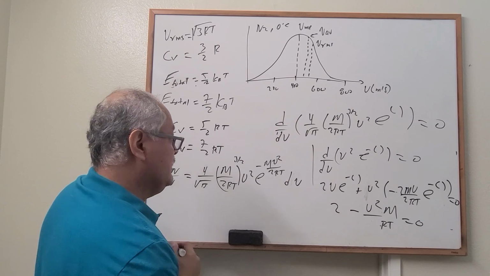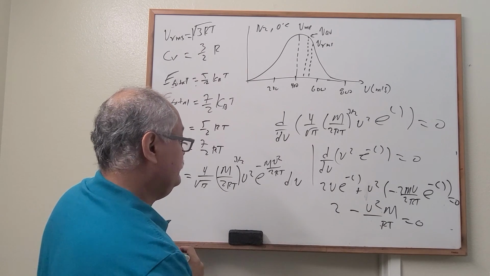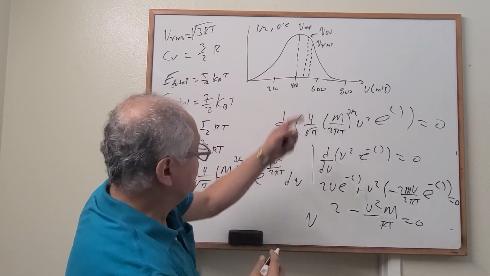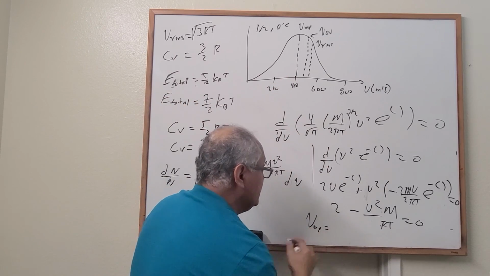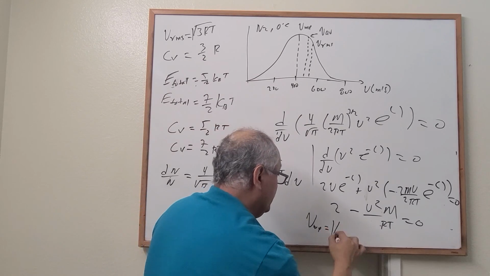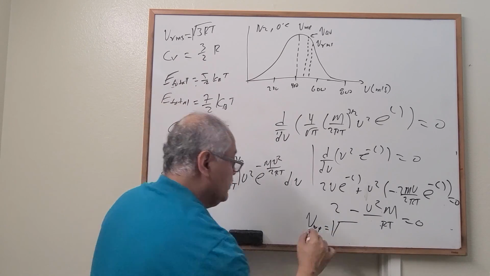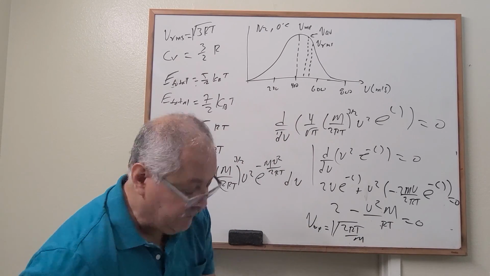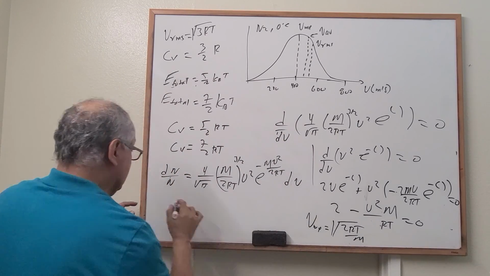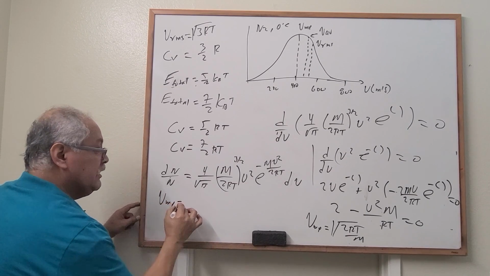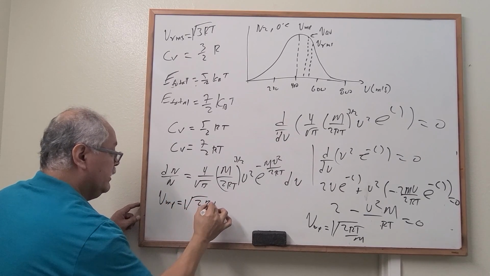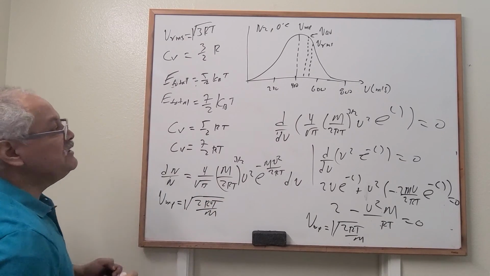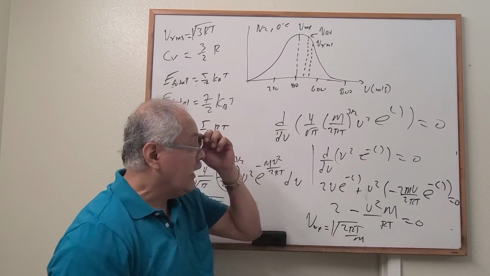We have that v, which is called the most probable speed, is equal to the square root of 2RT over M. So the most probable speed is equal to the square root of 2RT over molar mass. Perfect, that's the way that quantity is found.